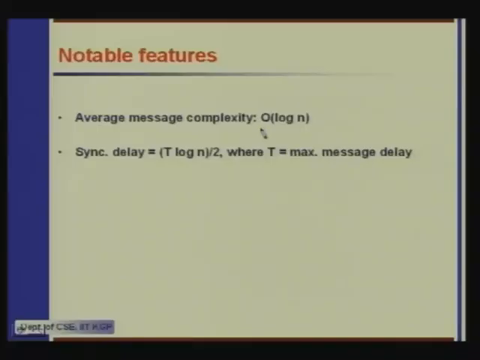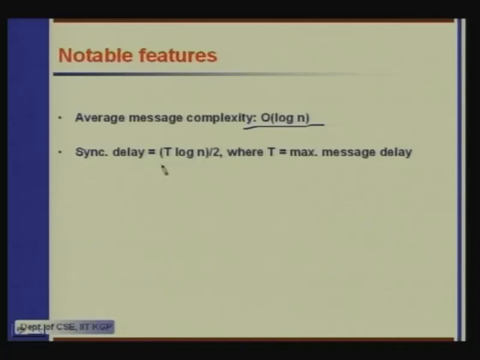The diameter of the tree is fixed, so the number of messages cannot be more than the diameter. And diameter we can always fix to log n. No, that is understood, but the question is can it become so skewed at any point of time, right. So we will leave that question open for the time being. Assuming that it does not get skewed, the average message complexity will be order of log n, because the height will be order of log n.